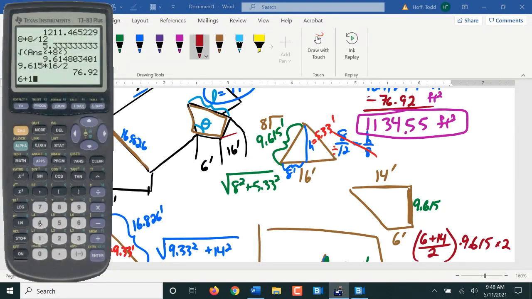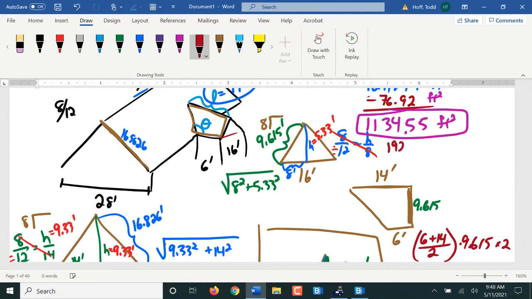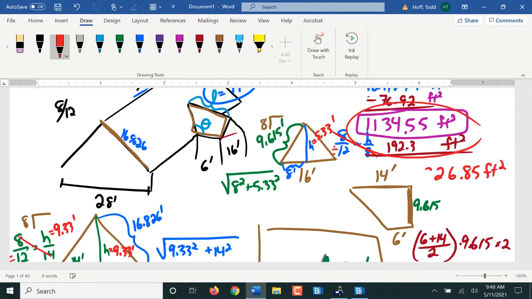So 6 plus 14, remember here, always to hit equals before you divide by 2. 10 is that average length, which makes sense. Times 9.615 times 2, because there's 2 of them, gives us 192.3 square feet. So I add these together, and it's 1,326.85 square feet. It's my roof area.